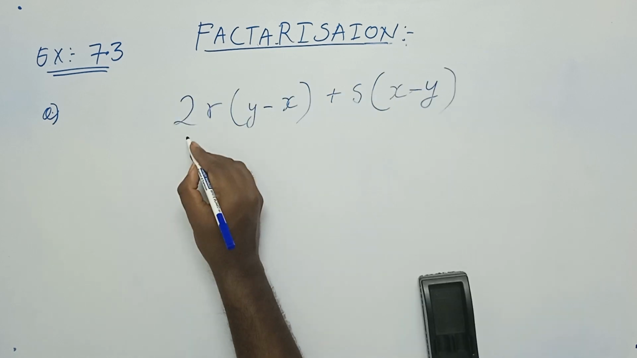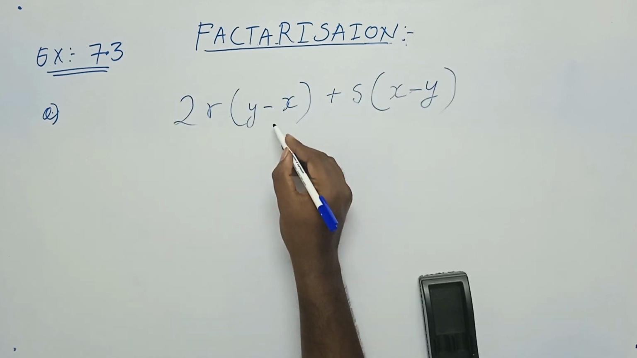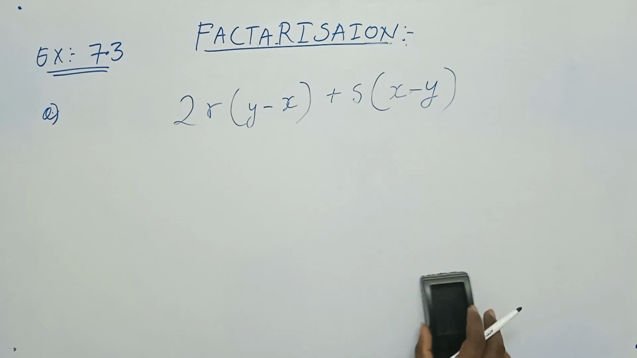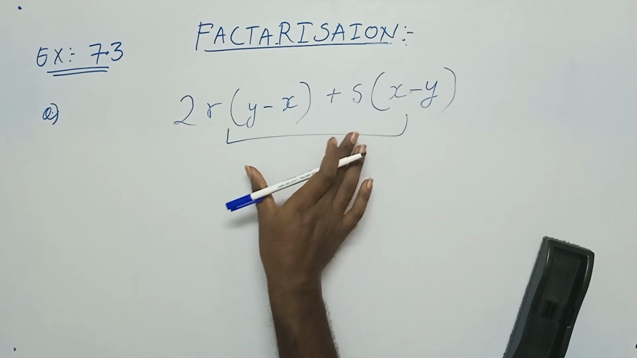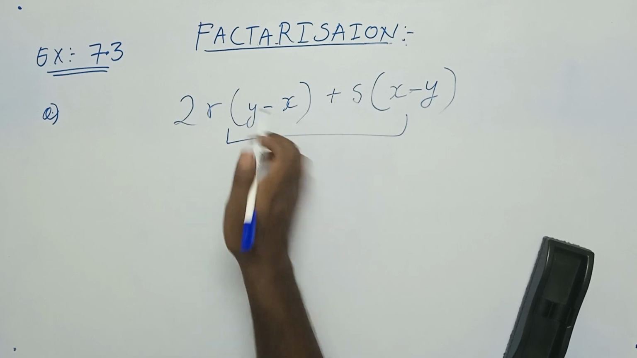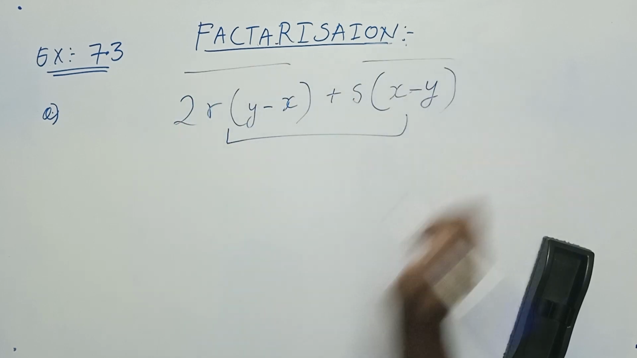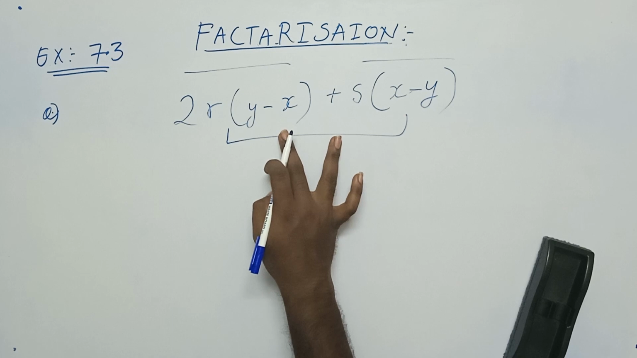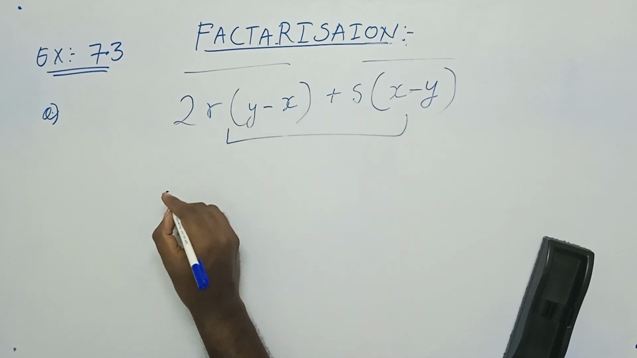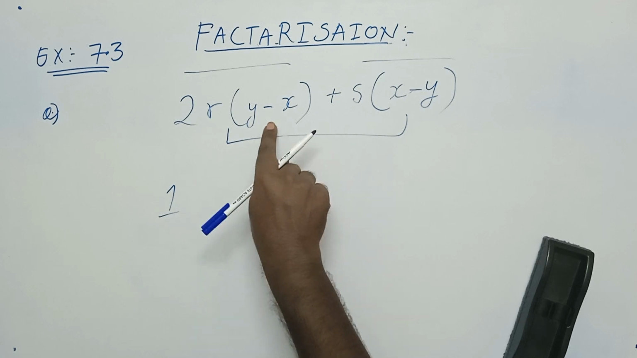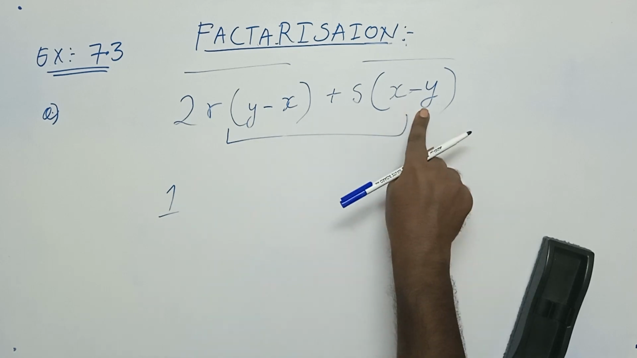So our next problem is 2r of y minus x plus s of x minus y. Here we need to find the factors of this given expression. So how can we find the factors? We determine the terms and then compare these terms by their HCF. That means 2r and s. What is the HCF of 2r and s? 1 is the HCF. So here we have y minus x and x minus y.